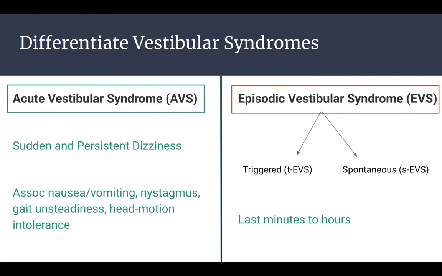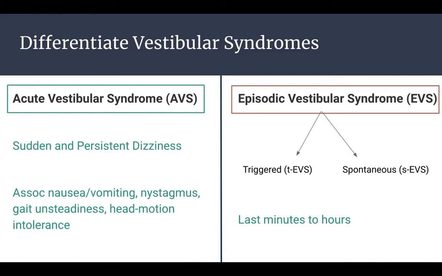So let's go down the algorithm to try to differentiate between the different vestibular syndromes. The one we care most about today, which has the most serious underlying conditions, would be the acute vestibular syndrome. These are patients that have a sudden onset of persistent dizziness. It's dizziness that comes and it stays. It may get worse when they move or do certain things, but it is always there and it's constant. It may be associated with nausea and vomiting. They might have nystagmus, some gait unsteadiness, and they might have a head motion intolerance.